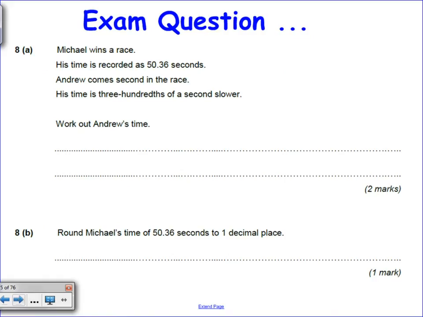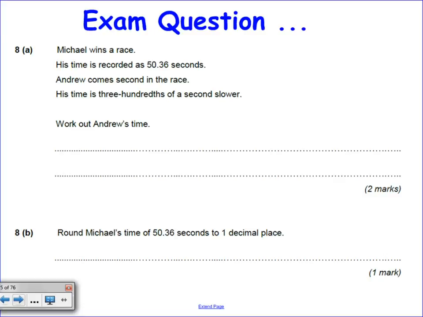Here's a question on decimal places from an exam paper. Question 8, halfway through the exam. Michael wins a race. His time is recorded as 50.36 seconds. Andrew comes second in the race. His time is 0.03 of a second slower. Work out Andrew's time for 2 marks, and then round Michael's time of 50.36 seconds to 1 decimal place. So have a go at those 2 and see if you can grab the 3 marks that are going in that question.